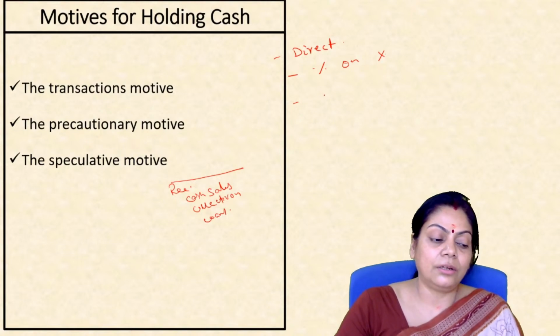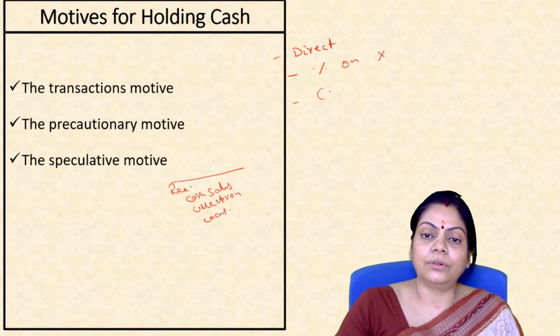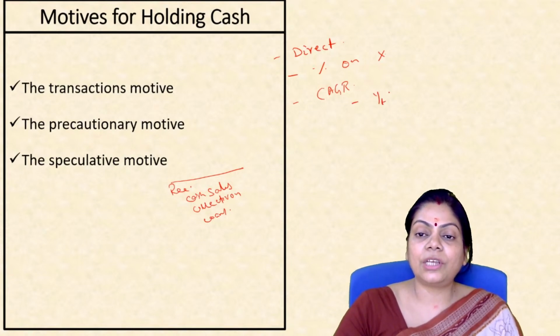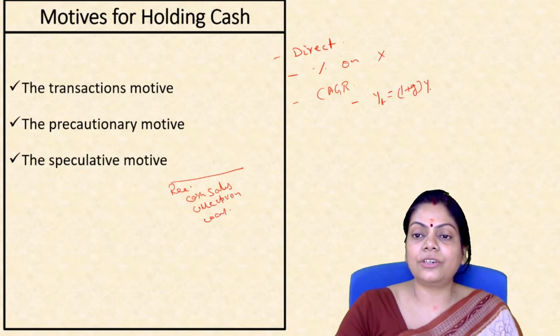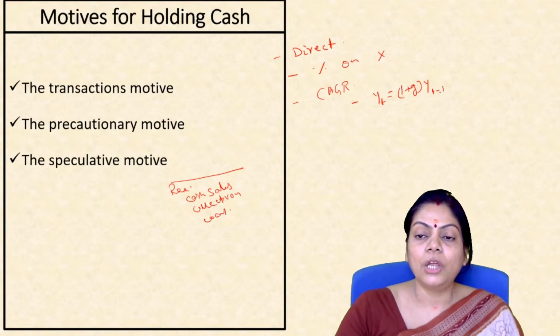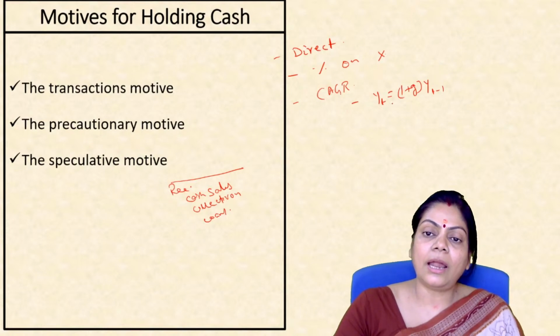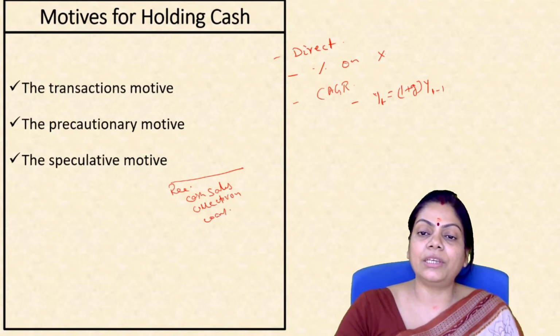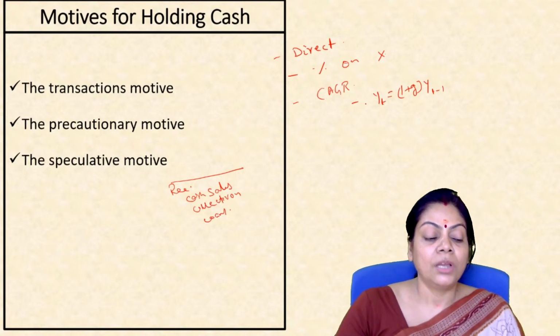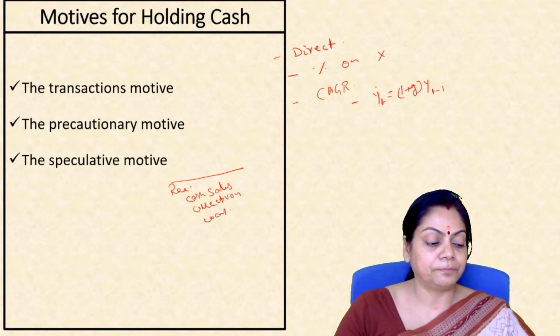Then you have the compounded growth method, for example something called the CAGR method. How am I going to predict the cash flow? Under this method, I say that this year's cash flow is going to be g percentage above last year's cash flow. So y subscript t minus 1 will be my last year's variable, and this year's variable will be y subscript t. So I'll apply 1 plus g on that. That will be the compounded growth method.